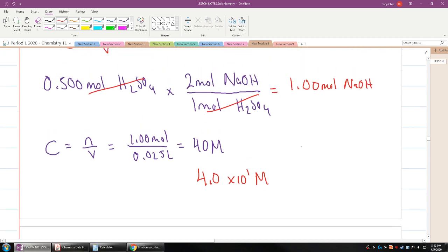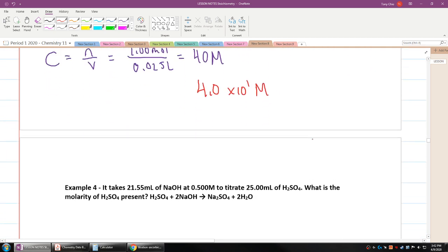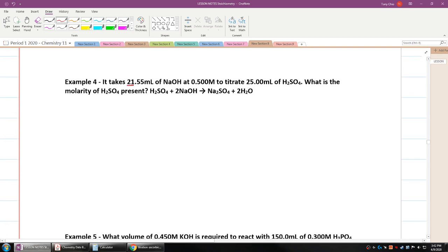What we're going to move into is, what does an actual titration look like if we were to solve it? So let's look at example number 4. In example number 4, it takes 21.55 milliliters of NaOH at 0.500 molarity to titrate 25 milliliters of H2SO4. So that means our H2SO4 is unknown.